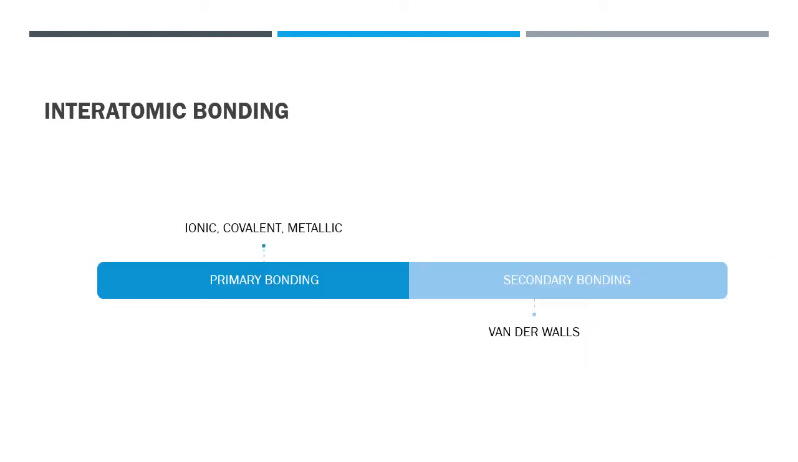Today, we shall learn about interatomic bonding. There are two types of interatomic bonding, which are primary bonding and secondary bonding. Primary bonding consists of three types of bonding, which are ionic, covalent, and metallic. For secondary bonding, only one type of bonding occurs, which is van der Waals bonding.